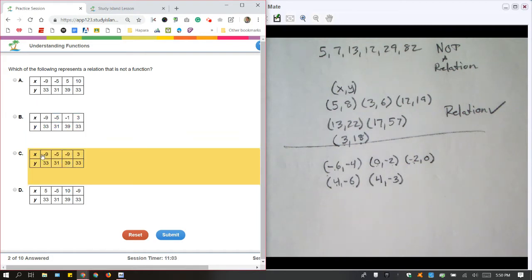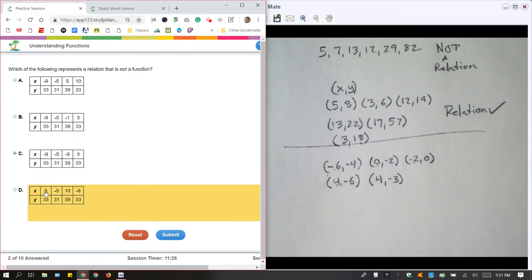What about C? -9, -5, -9 again, and +3. That's a problem. This says that our -9 input has an output of 33, and it also has an output of 39. -9 corresponds with 33, and -9 corresponds with 39. That's not okay. This is the one that is not a function. Just take a look at the last one just in case. 5, -5, 10, -9. None of those repeat themselves.